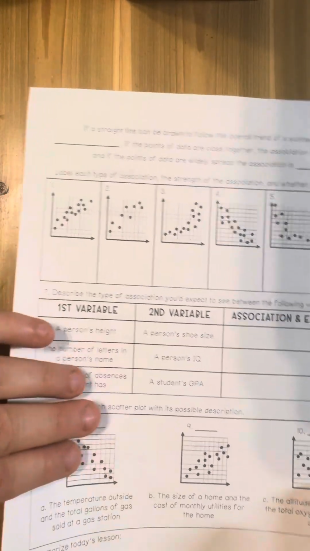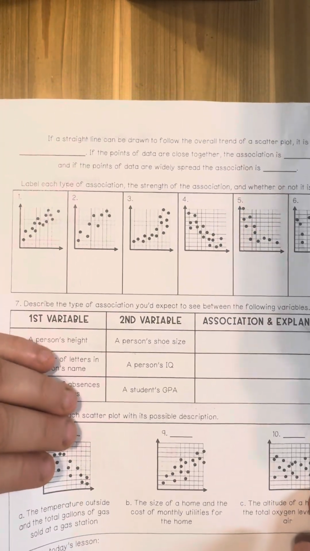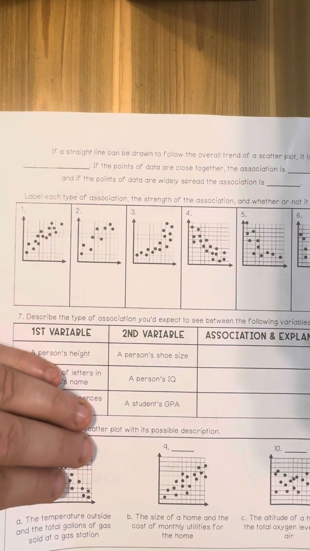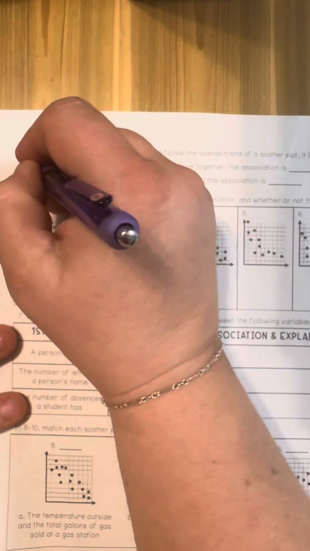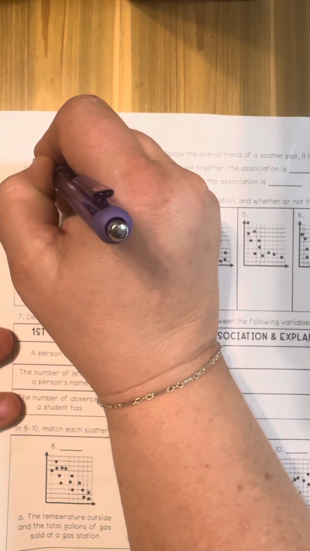Okay. There is a back to this. So let's look at the back. And this will help you if you haven't finished that page or if you were absent on Wednesday. This will help you with that. Okay? All right. If a straight line can be drawn to follow the overall trend of the scatter plot, then we're going to call that linear. And that shouldn't be a new word to us, right? Linear means a straight line.